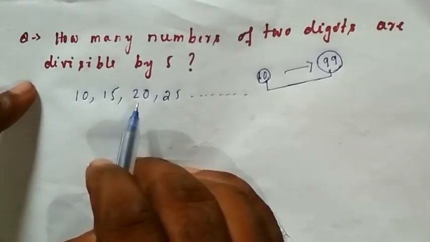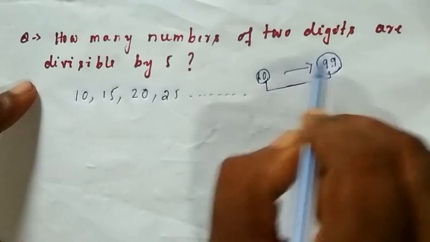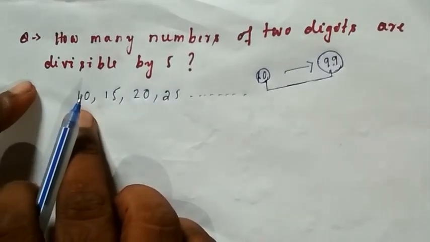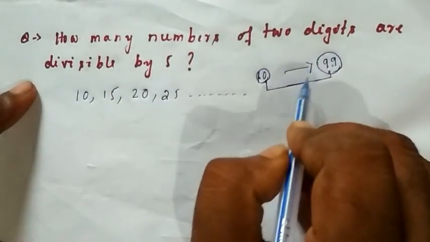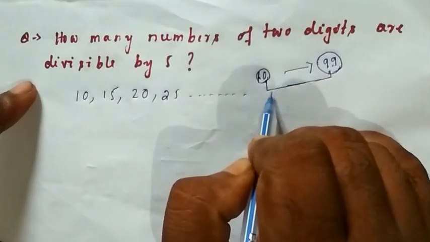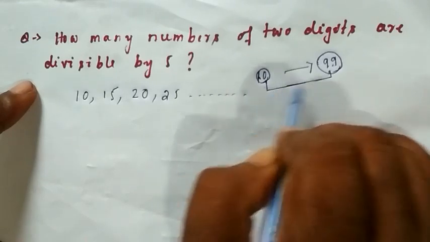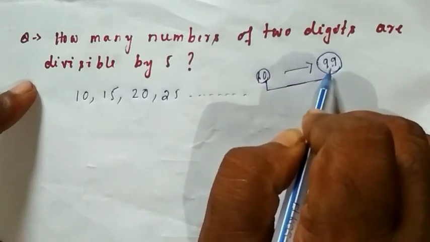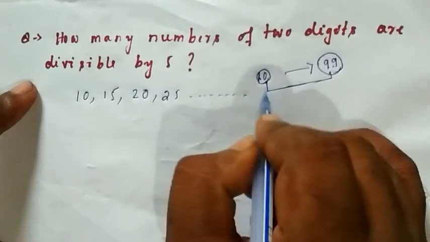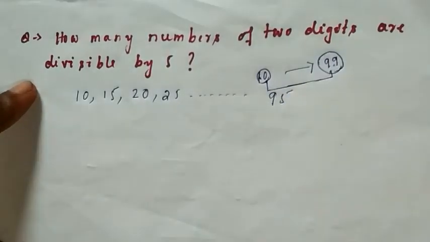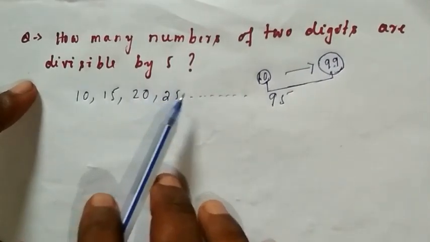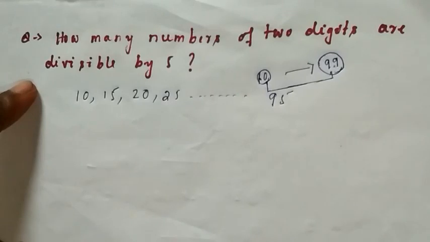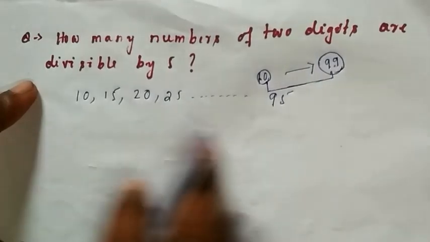Listen here. Okay. So 99. Now the first number 10 is divisible by 5. 15 is also divisible by 5. Like that we will move. So which number from the last will be divisible by 5? You find that one. 99 is not divisible by 5. 98 is not divisible by 5. Like that, 95 will be divisible by 5. That means 10, 15, 20, 25, 30, like that up to 95. These numbers are divisible by 5.